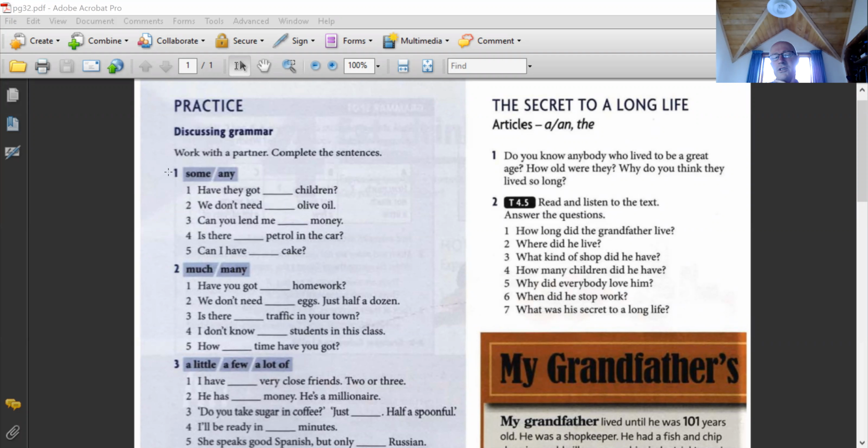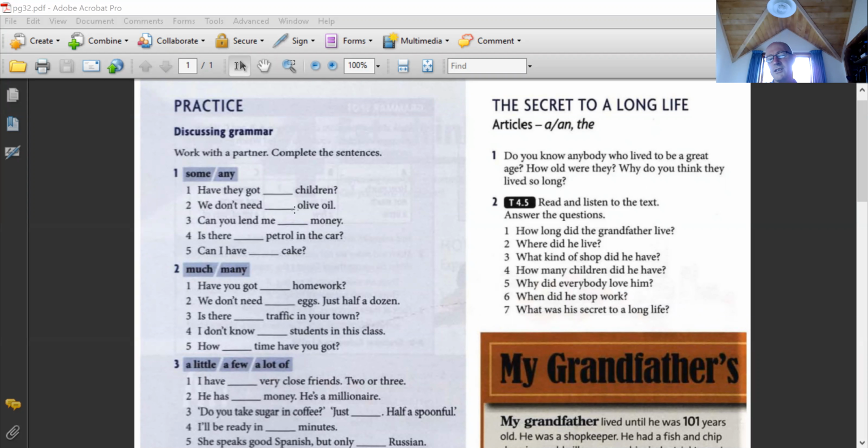If we're using some, it's for a request. When you want something, you use some. Any is used just when we want to find out what the answer is. So, have they got children? Are you asking for the children? Do you want them? No. You just want to know how many. So we won't use some. We'll use any. Have they got any children?